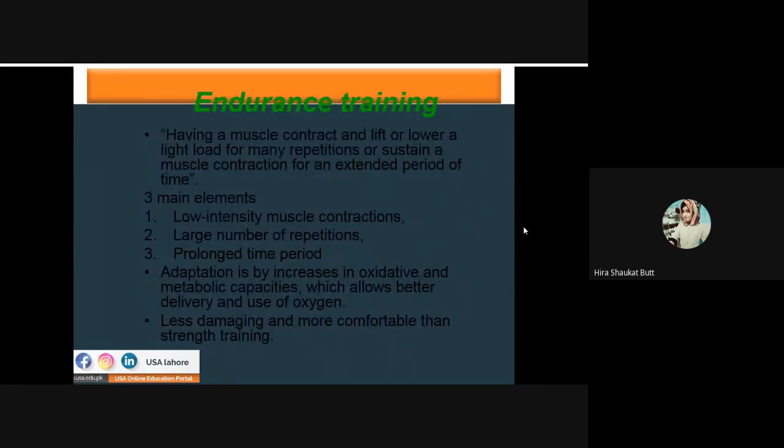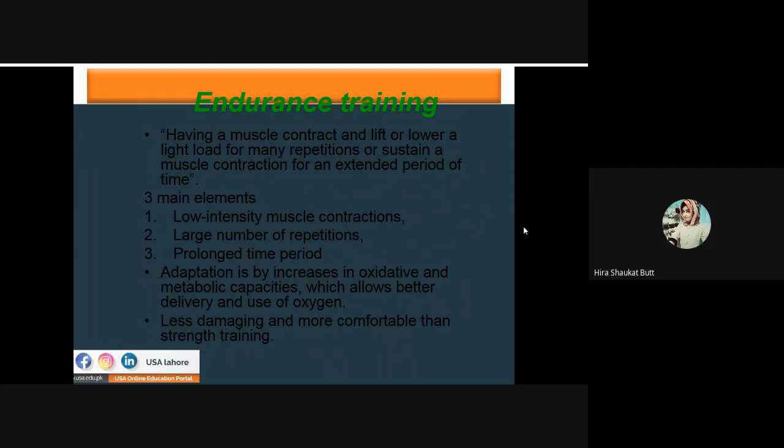And what about endurance training? Having a muscle contract and lift or lower a light load for many repetitions, or sustain a muscle contraction for an extended period of time, that will involve endurance training. It involves three elements: low intensity muscle contractions, a large number of repetitions, and a prolonged time period. They are the components of endurance training.